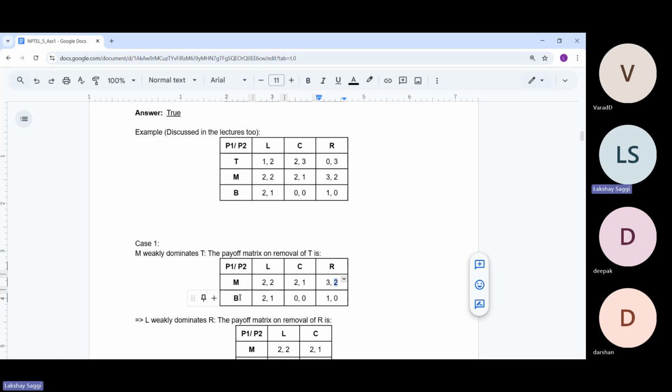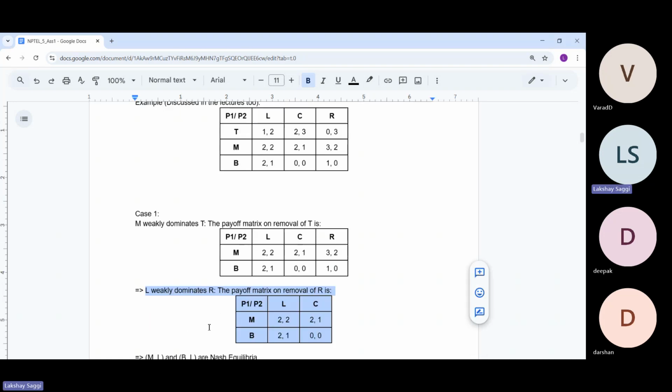But if the row player plays B, then on playing L, the payoff for the column player is 1, whereas on playing R, the payoff for the column player is 0. Since 1 is greater than 0, in this case the strategy L is strictly better than strategy R if the row player had played B. And if the row player played M, then L was actually equal to R. It doesn't matter. L and R both are equivalent for the column player. So overall, we can say that the strategy L is no worse off than the strategy R for the column player, and so the strategy L weakly dominates the strategy R.